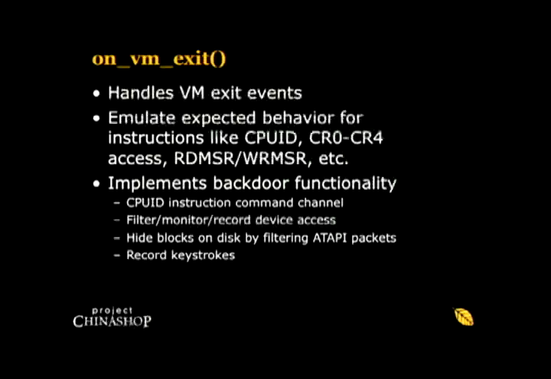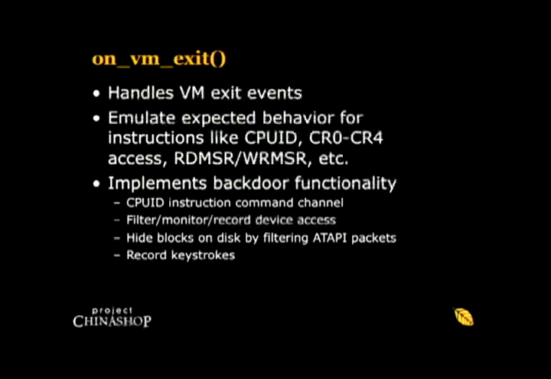This is where you implement the backdoor functionality. How I did it was to use the CPUID instruction as a command channel. I did that because CPUID is unprivileged. You can execute it as a normal user. And it always causes a VM exit, so it always passes control back to my hypervisor. It can see what's going on and take action.